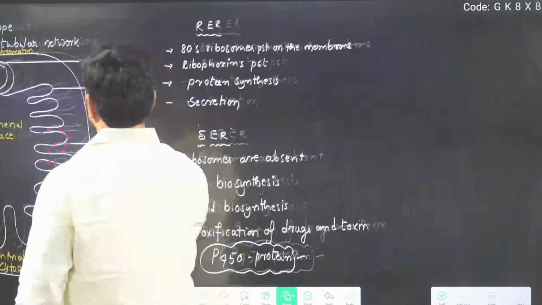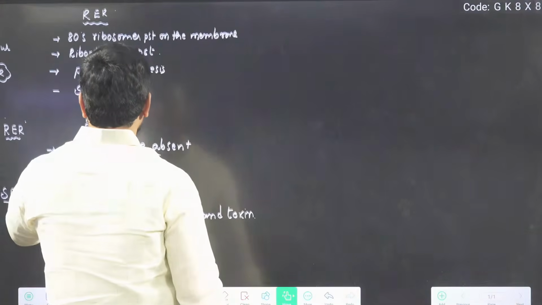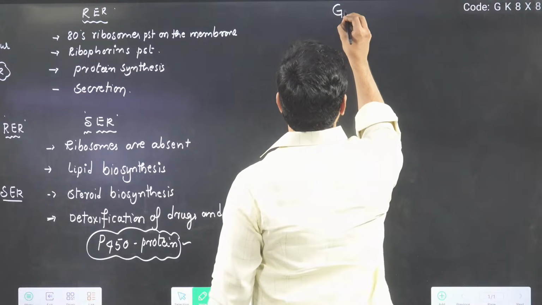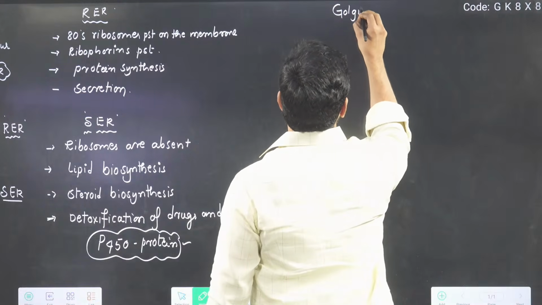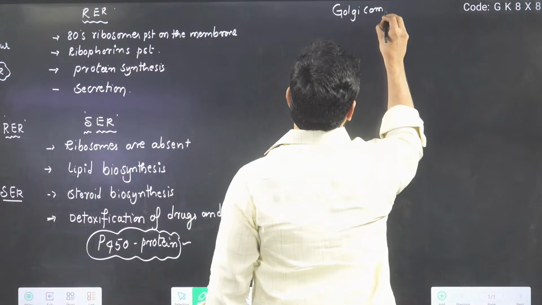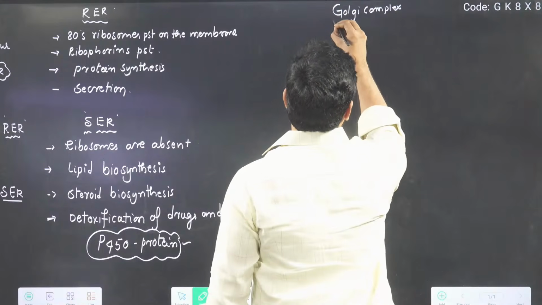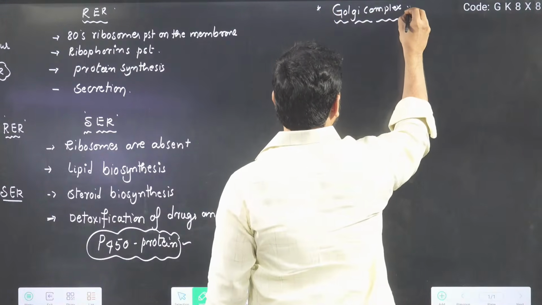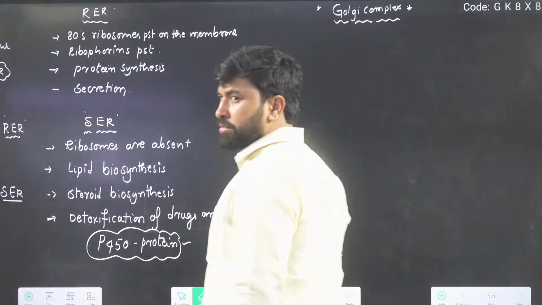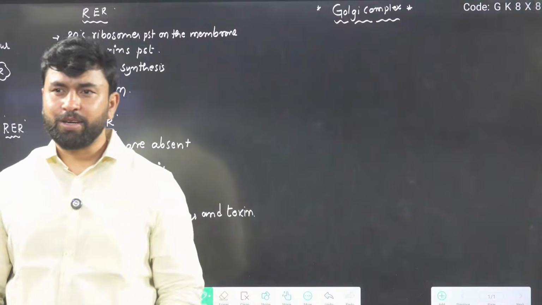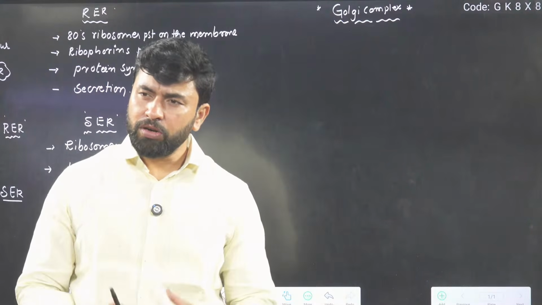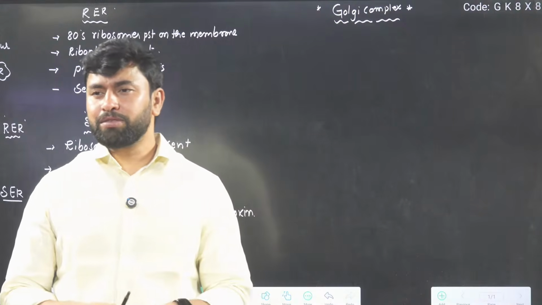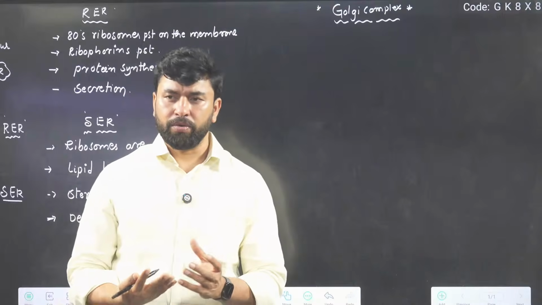Then come back to the next endomembrane body, that's called the Golgi complex. Golgi complex, Golgi apparatus, Golgi body, like that. Many names are there. Whatever it is, they are talking about the same thing. Sometimes they call it Golgi complex, sometimes Golgi body, sometimes Golgi apparatus. Okay, whatever it is.